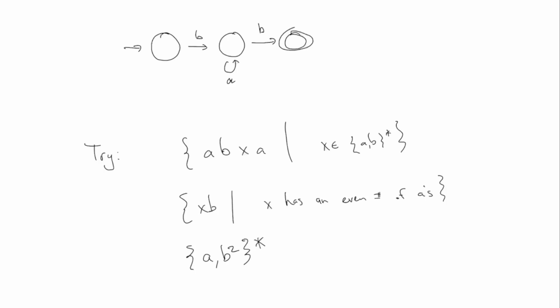The last one is a little strange looking. I hope you remember what the star means. The star means all possible strings using elements of this set. So what this means is all strings that you can make using A's and B squareds. You're not allowed to use a B all by itself. If you want to use a B, it has to be part of a B squared. That's what this language means.